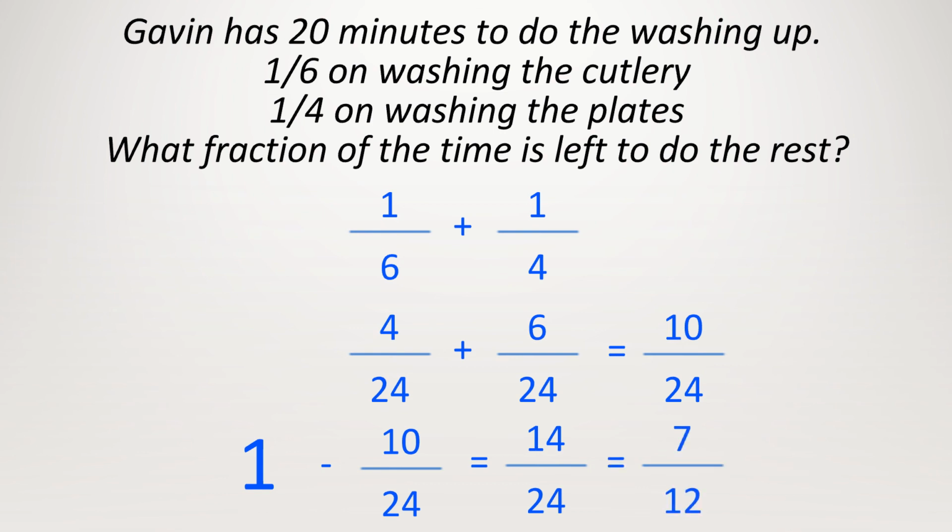Notice we did not even use 20 minutes, which was the first number they gave you, because they asked you what is the fraction of the time rather than the actual time. If they did ask the actual time, it would be, now working out 7/12 of 20. We would do 20 divide 12 and then times 7.